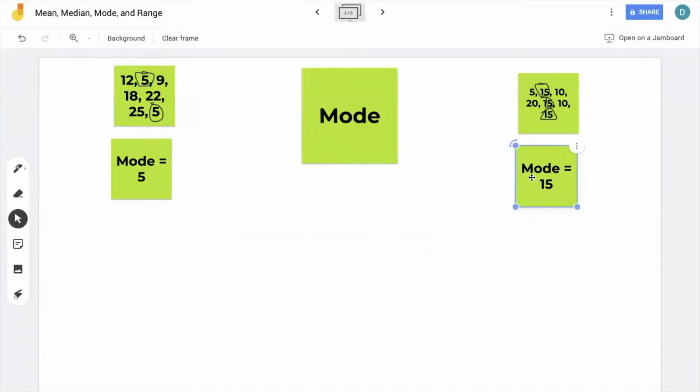And that is all there is to mode. The only thing you have to be careful about is that there may be more than one mode. For example, if this data set here had 3 10s and 3 15s, you would have two modes, the 10 and the 15. That's how you would compensate for a tie for the most of one number, if that makes sense. In this case, we only have one mode, and that's 15.